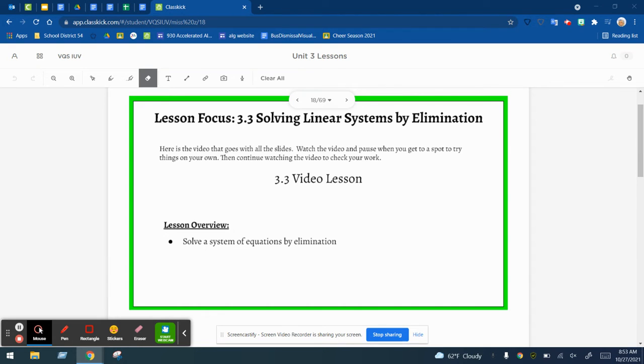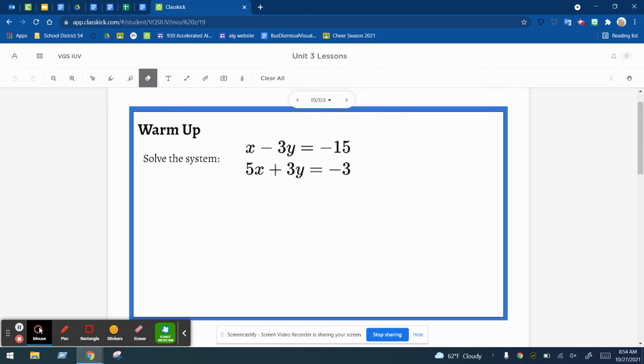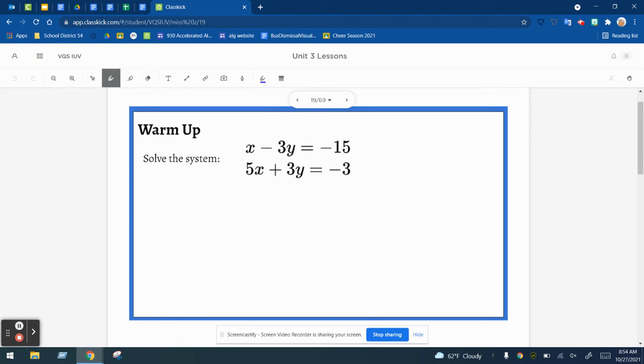All right, everybody, today we are moving on to lesson 3.3, and this is solving systems of linear equations by elimination. So with our warm-up, using what we know so far, I think we're going to start by solving this using substitution. And so we would add 3y to the other side to get that x equals negative 15 plus 3y. Now that I know what x is equal to, I can take it and substitute it in my second equation for x. So it would look like this.